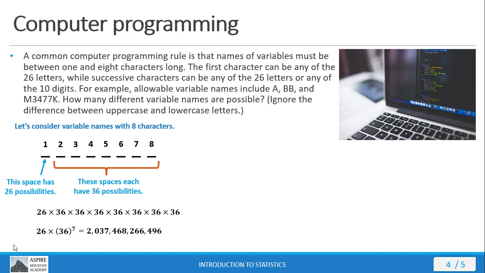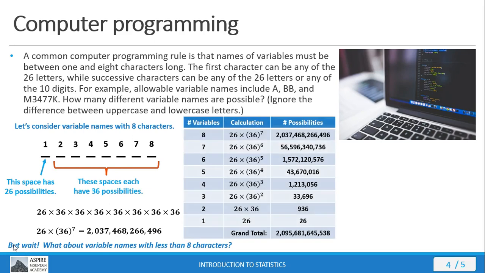Now, if you're like me, when I first worked this problem, you'd be tempted to say, there's your answer. But we've only considered the variable names that have 8 characters. What about the variable names that have less than 8 characters? So now what we have to do is repeat this calculation for 7 characters, 6 characters, 5 characters, and so forth. And when we do that, we can put our calculations into a table like this to get the number of possibilities for each possible number of characters. Then we add all this up in the end to get the grand total.